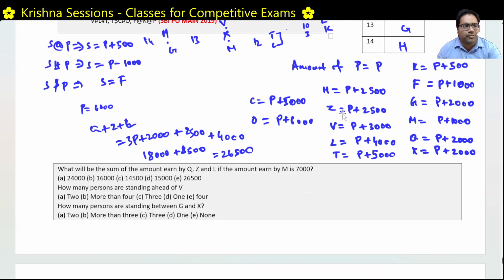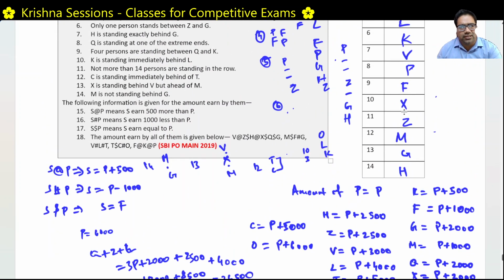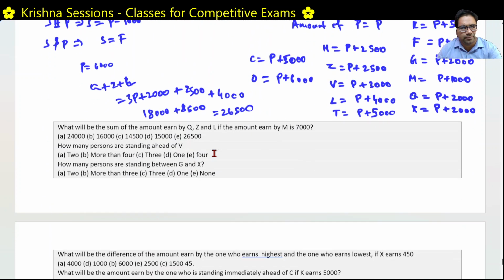Next, how many people are standing between G and X? G and X, how many? 2 people are there, right?